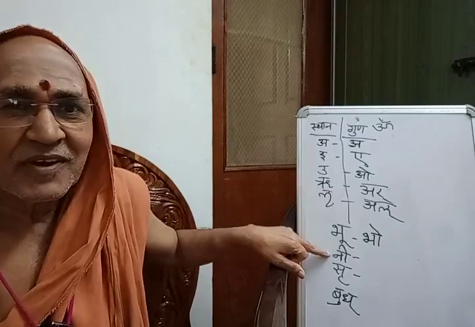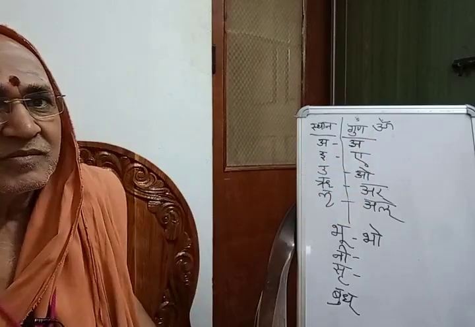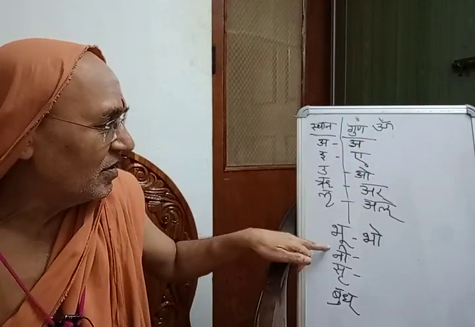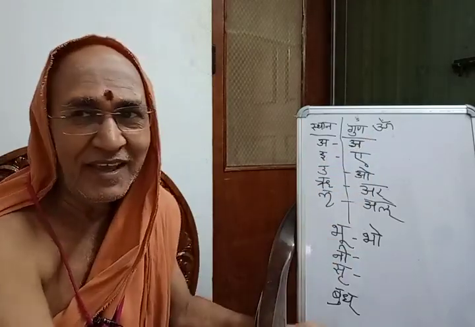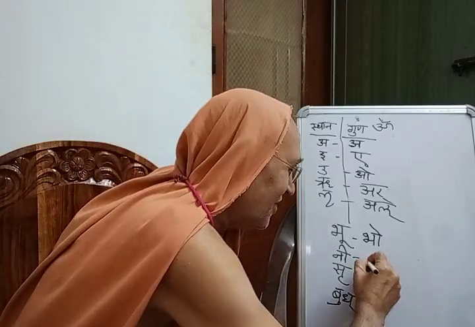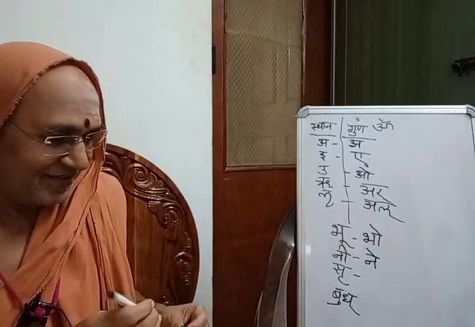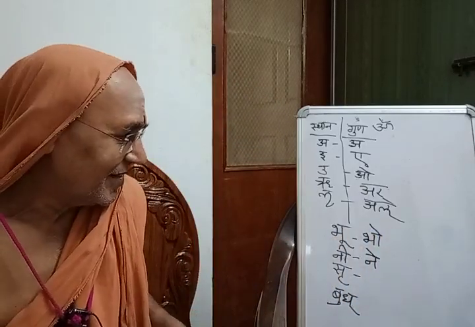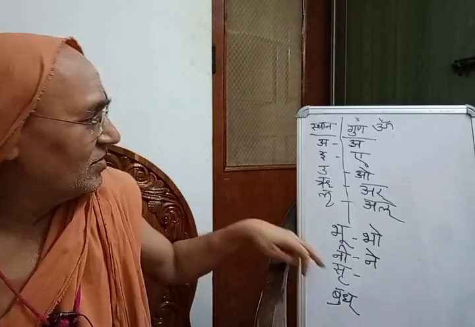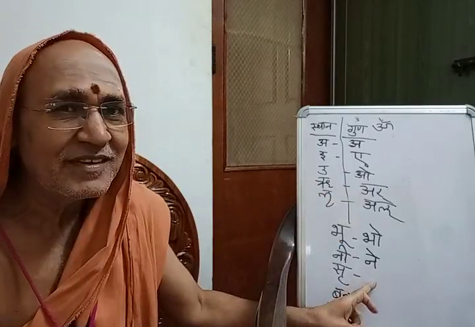Ni. In ni, what is the final letter? I. For i, which guna will come? E. So ni becomes ne. To this ne, you add ta: neta. Then sru. For ru, what is the guna? Ar. Therefore sru becomes sar.